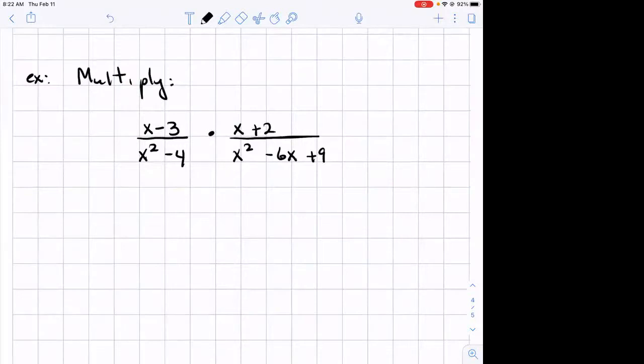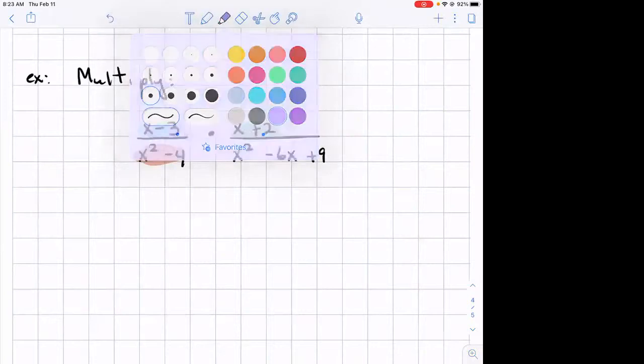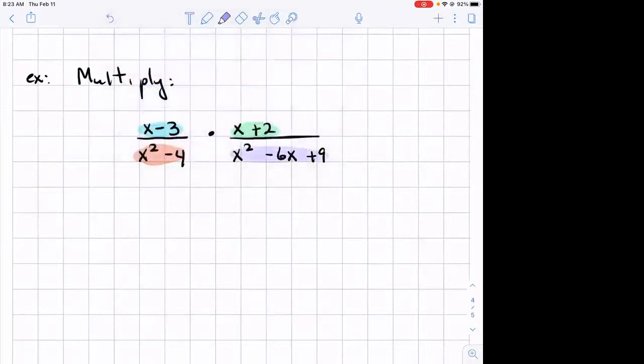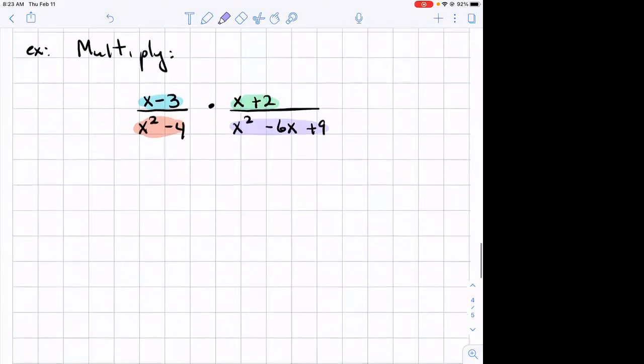If you're good at factoring, then you can go ahead and factor each numerator and each denominator. So you want to try to factor this if you can, then factor this if you can. Then you also want to try to factor this part here if you can, and factor this here if you can. So you want to write them as factors.